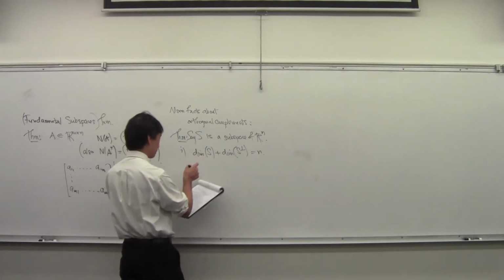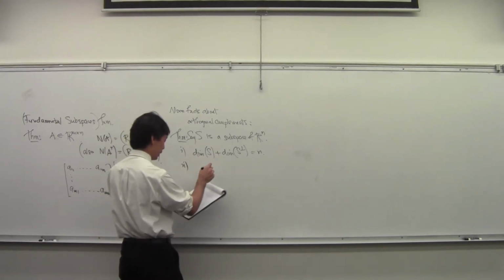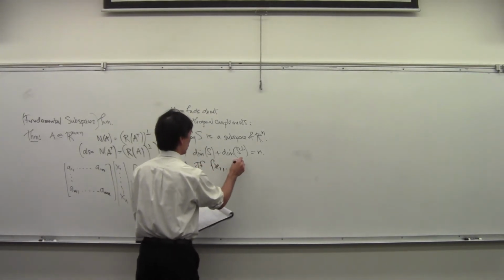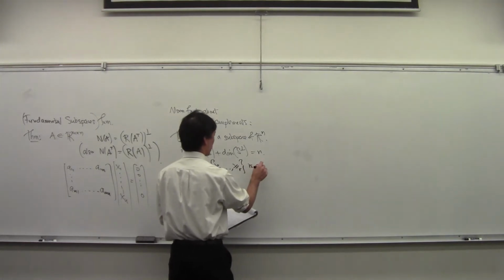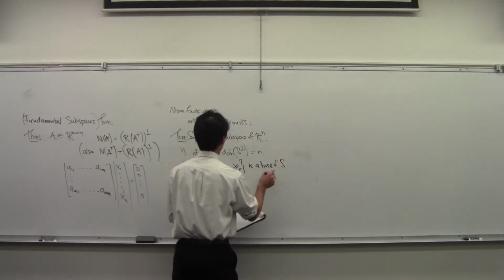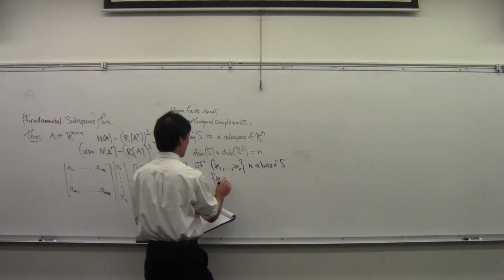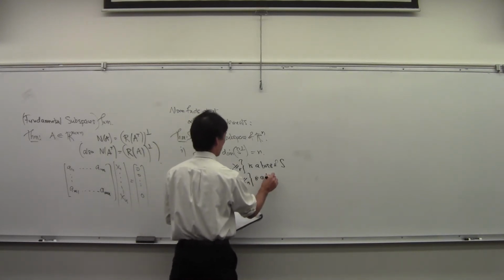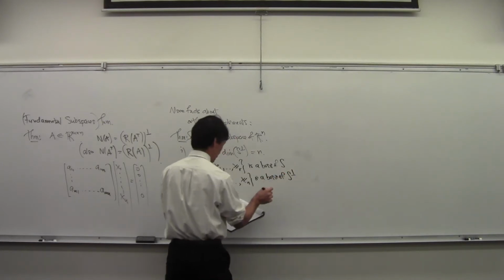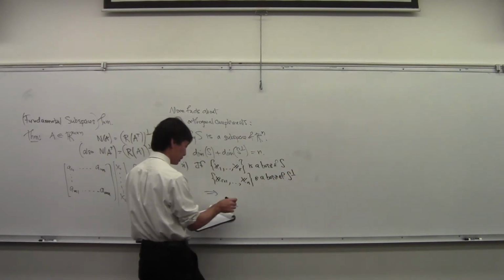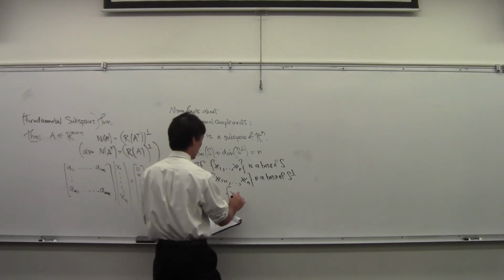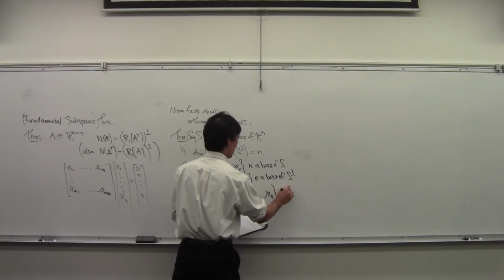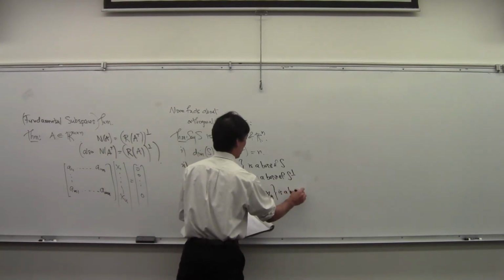Okay. Part 2, and this is related to part 1, if x1 through xr is a basis of S, and xr plus 1 through xn is a basis of S perp, then you can put those two bases together, x1 through xn is a basis of Rn.